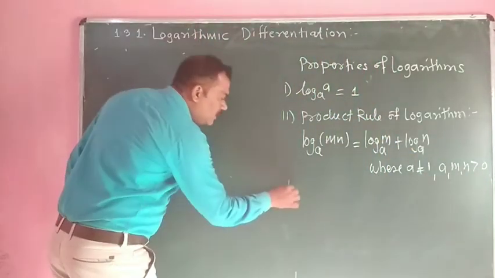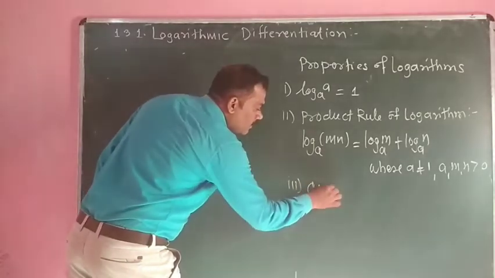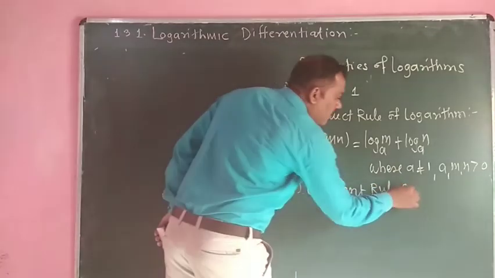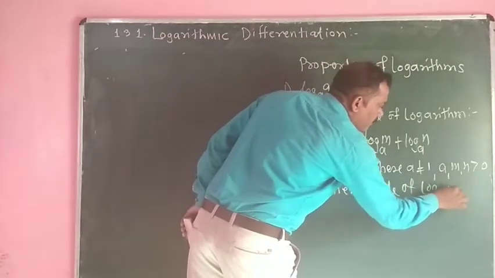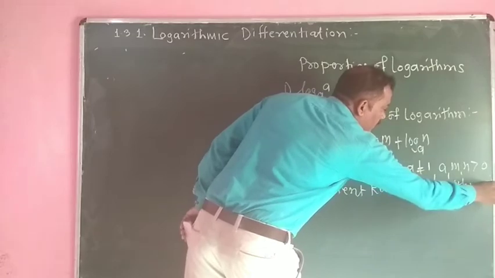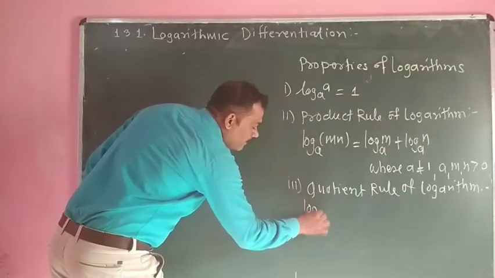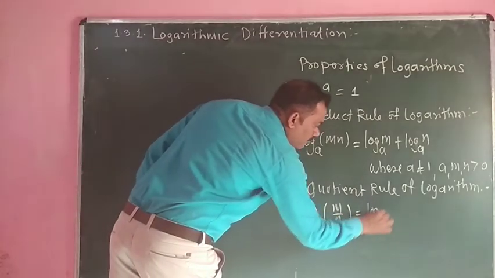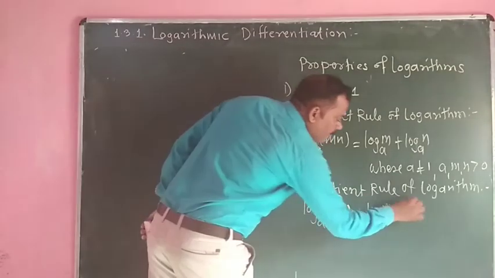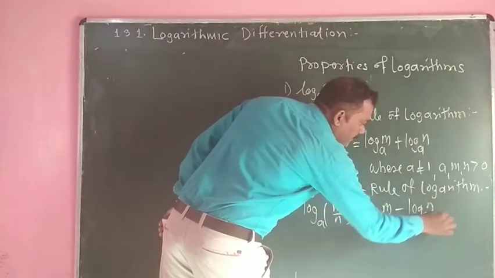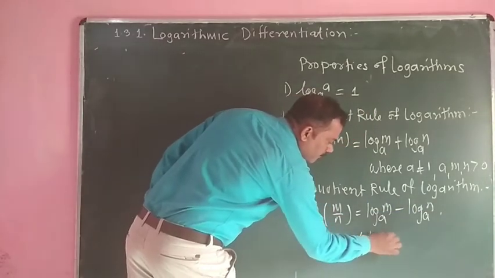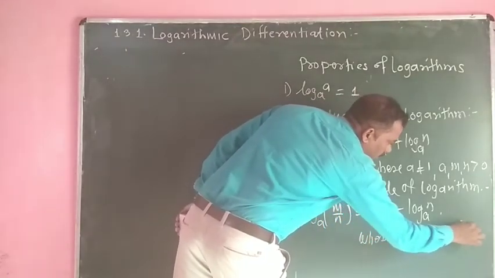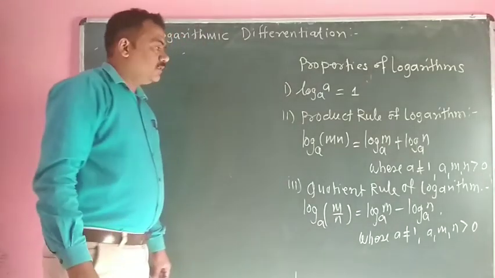Third one is the quotient rule of logarithm. So we can write log of m by n to the base a is equal to log of m to the base a minus log of n to the base a, where a is not equal to 1, and a, m, n are all greater than 0.